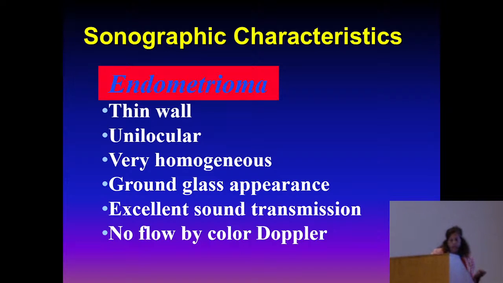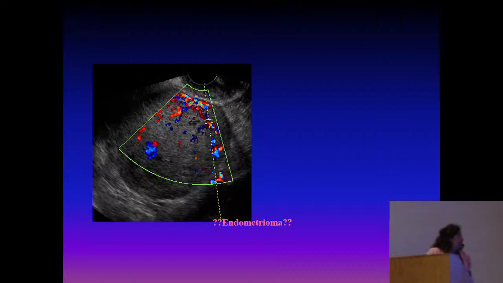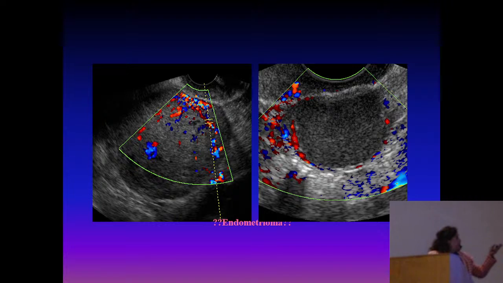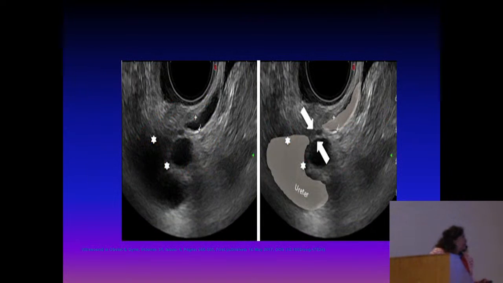So here are the classic findings: the thin wall, unilocular, this ground glass appearance, no flow by color Doppler. So in fact, we had a case here. This is clearly endometrioma, so you have flow around. But if you look at this versus this, they both look like endometriomas, but one has blood flow into the cyst, the other one doesn't. And this was actually an endometrioid carcinoma, and this was the endometrioma. So you have to be more suspicious. So you should put color flow on your endometriomas.